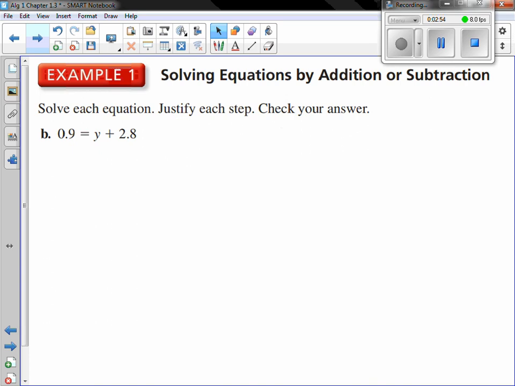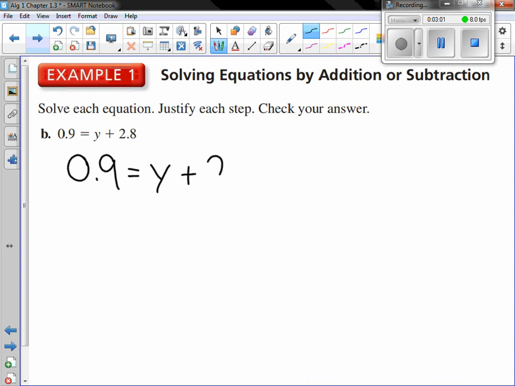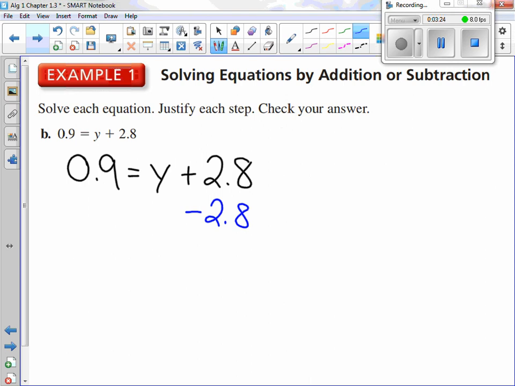So let's look at another one here. Looking at this, we want to get y by itself to be able to solve it. In order to get y by itself, we're going to add or subtract something, because that's what we're mainly focusing on right now, addition and subtraction. We see y plus 2.8. So to get y by itself, we're going to use our subtraction property of equality and subtract 2.8 from both sides. And I can do this because of my subtraction property of equality.